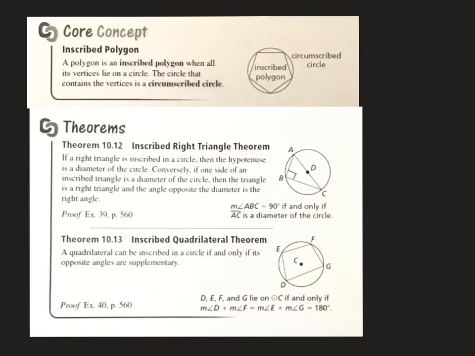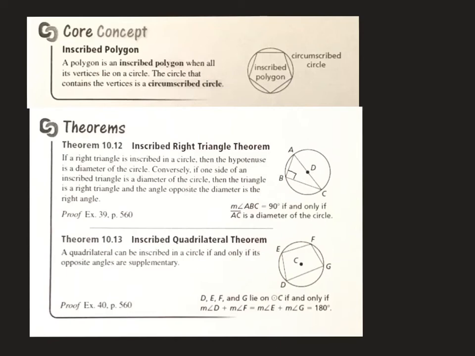Okay, so inscribed polygons are really very similar to inscribed angles. It's just a polygon where all of the vertices are going to be on the circle. The circle that contains the vertices is called a circumscribed circle. So when we look at our last two theorems.